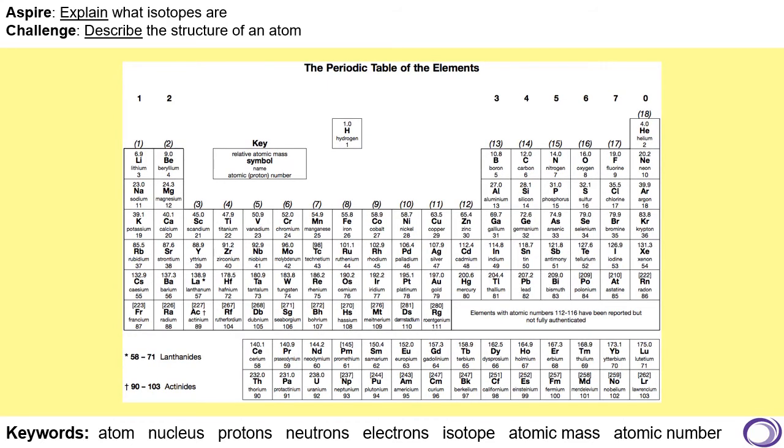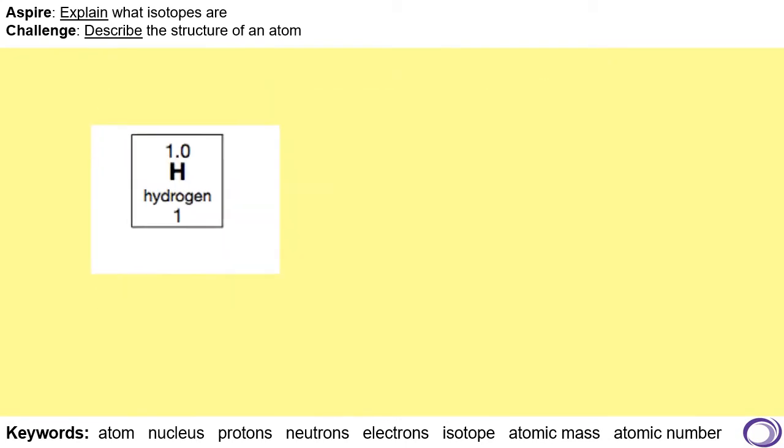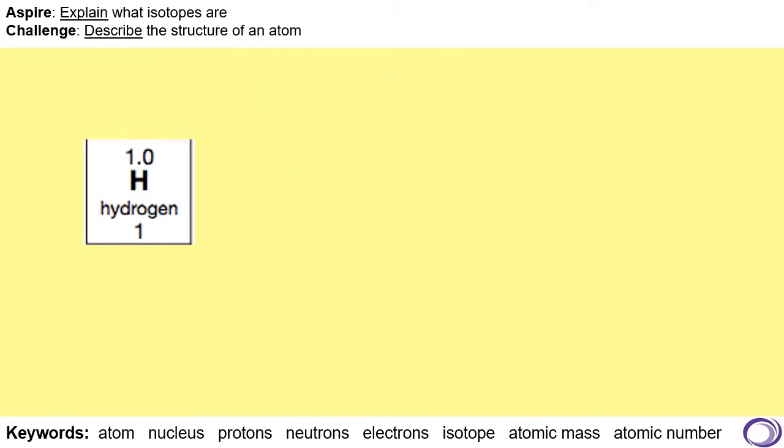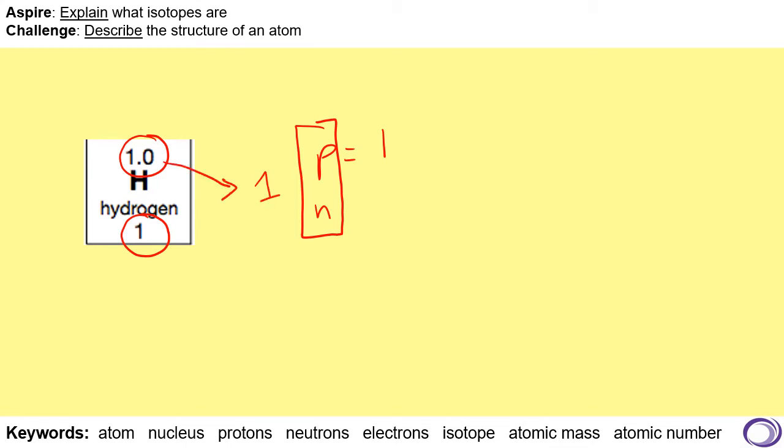And let's look at a third example just to really reinforce this. So if we look at hydrogen now, hydrogen has got an atomic number of 1, so that tells us that there is 1 proton. The mass number of hydrogen is also 1, so in our nucleus we have got protons and neutrons adding up to a mass number of 1.